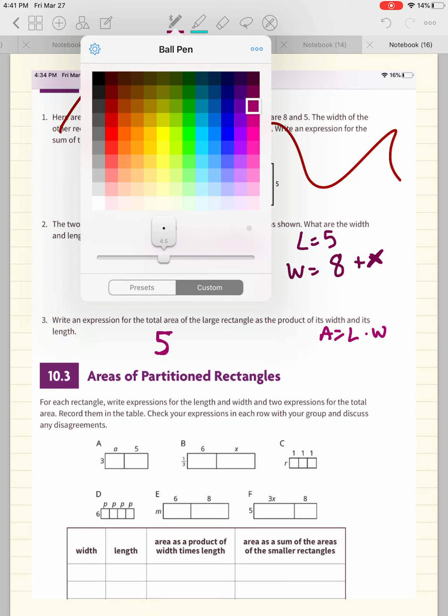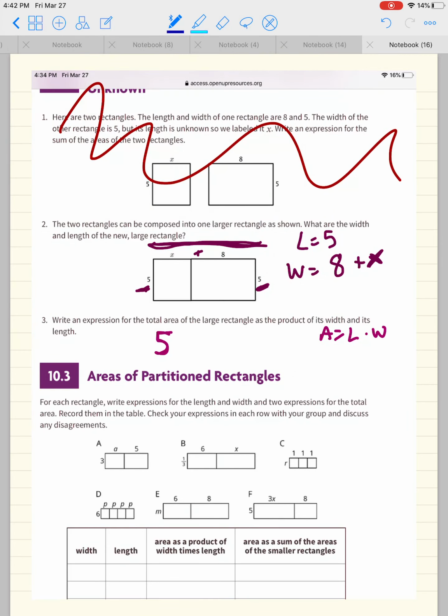And now we need to look at our width, which is 8 plus x. And this is where it's important to think about the expression that we're writing, because if I do 5 times 8 plus x, we're not going to get the right answer. We're not going to be accurate about what our area is. So I want you guys to think back to yesterday's lesson with the different ways we can write things, and think about those notations. So the correct way to write this expression would be to use parentheses.